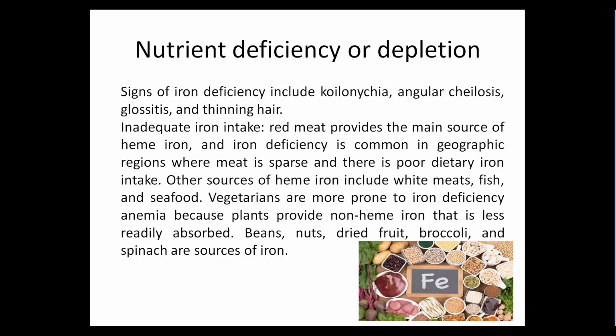common in geographic regions where meat is sparse and there is poor dietary iron intake. Other sources of heme iron include white meats, fish, and seafood. Vegetarians are more prone to iron deficiency anemia because plants provide non-heme iron that is less readily absorbed. Beans, nuts, dried fruit, broccoli, and spinach are sources of iron.